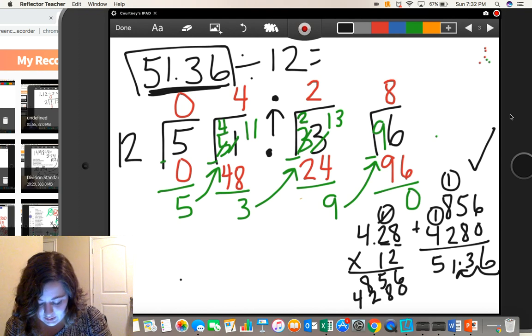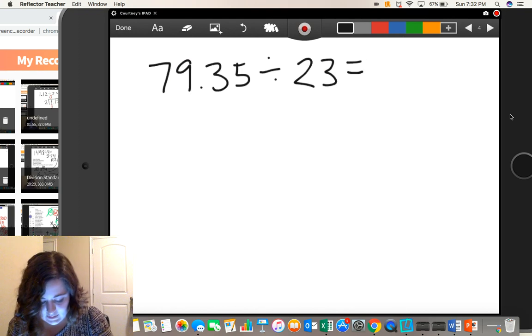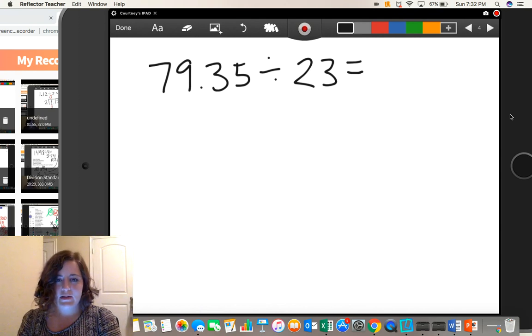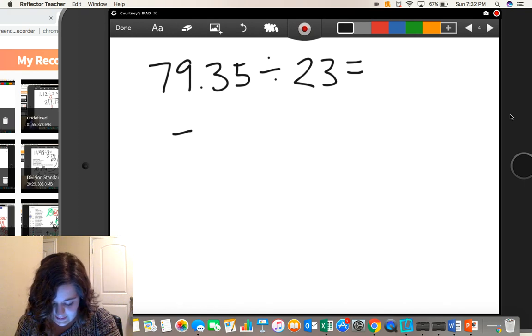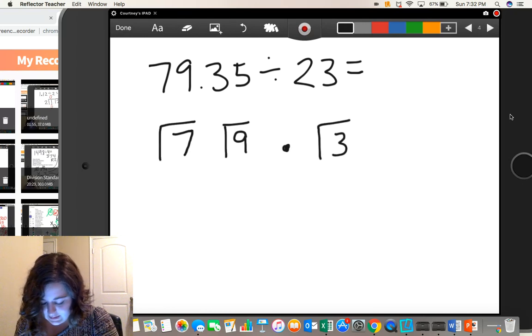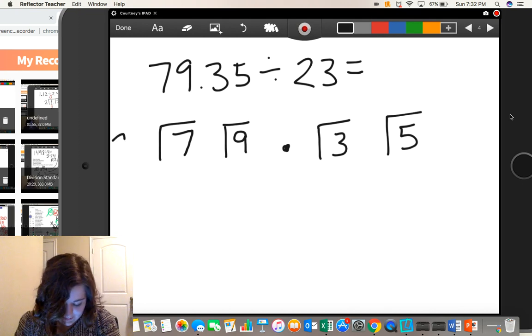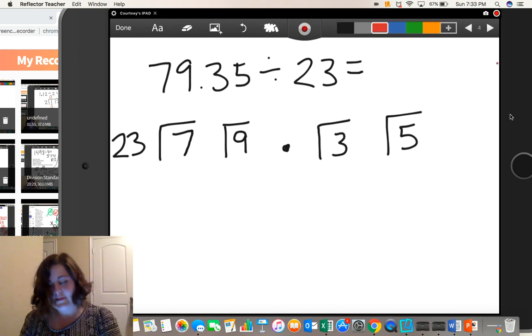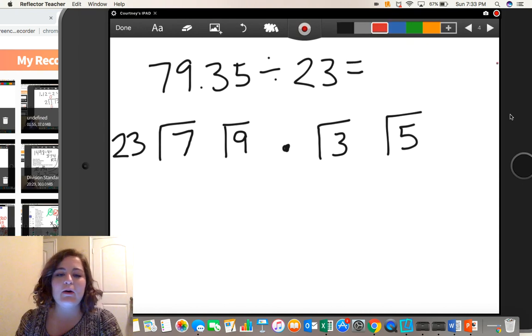And we're going to move on to our last question, which is going to be 79 and 35/100 divided by 23. So we're still going to separate our dividend into its own division houses. So we need a 7, a 9, then we have our decimal, need a 3, and we need a 5. And our divisor is 23, so I'm going to put that at the side. And we're starting off by seeing what number times 23 will get us closest to 7 without going over.